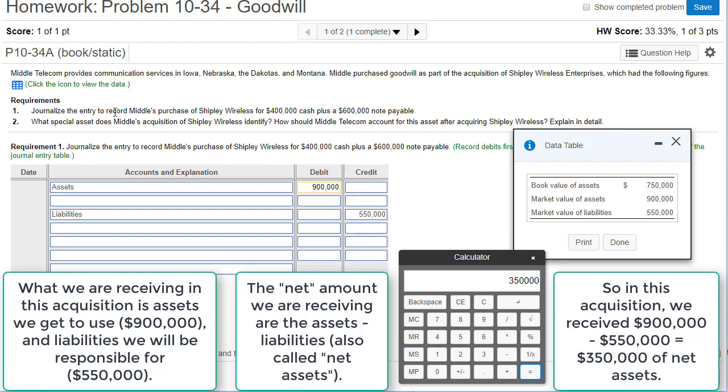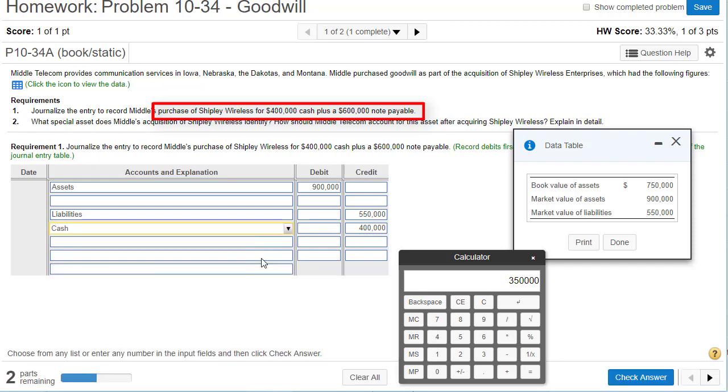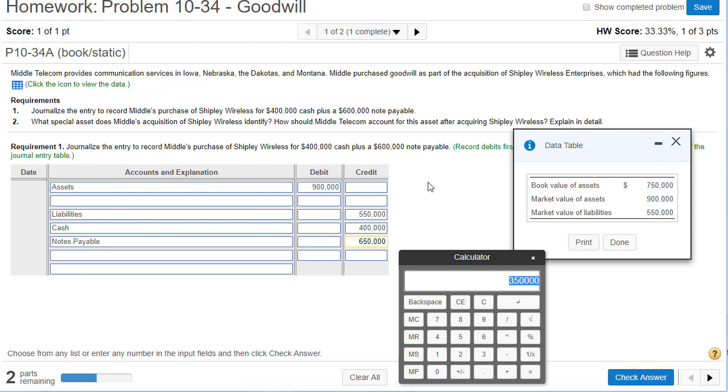And what did we pay? Well, we paid $1 million. We paid $400,000 of cash, so our cash has to go down. And we have notes payable of $650,000. So we paid $1 million to get something that's really worth $350,000, which again is the net assets, which means assets minus the liabilities. So why would we pay so much more than what we're getting for the company? Well, we're also getting their customers, who most of them will probably continue. So we're buying a continuing business.